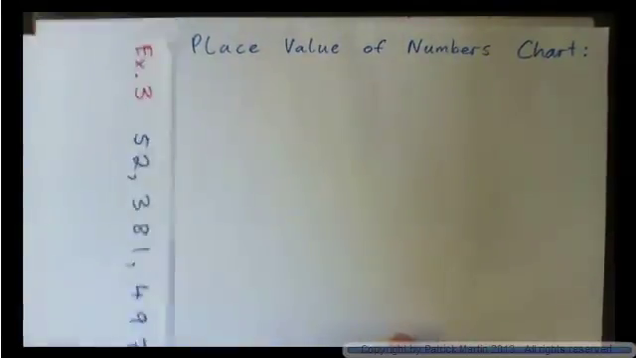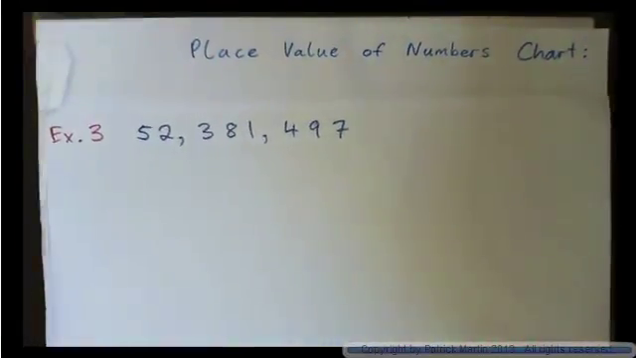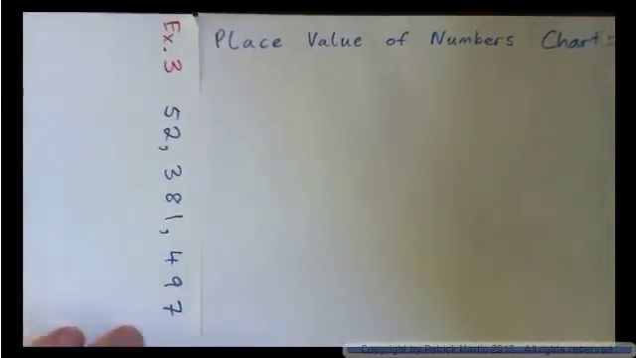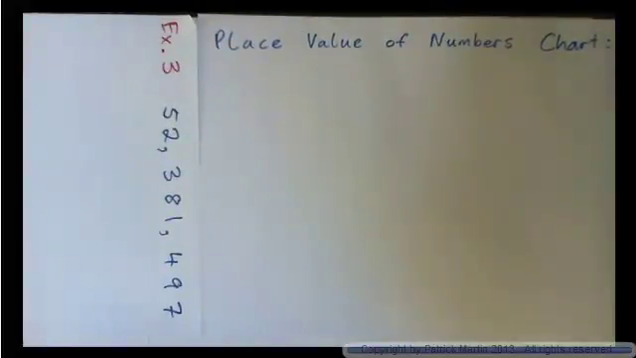Okay. So the number is 52,381,497. I'm going to put it sideways and write out the units. So we're going to do this slowly and keep this as a chart for future reference. So the last digit here is units, right?